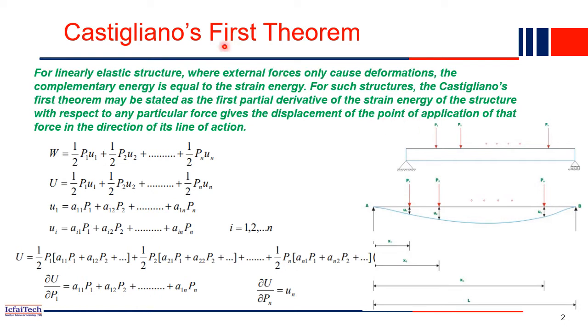First we'll see what Castigliano's first theorem is. For a linear elastic structure, when only the external force causes deformation, whatever deformation has happened is because of only the external force. If you remove this force, the beam will go back to its original position.